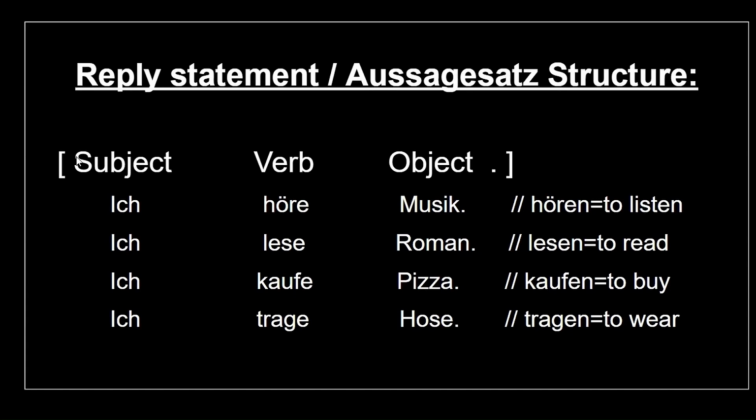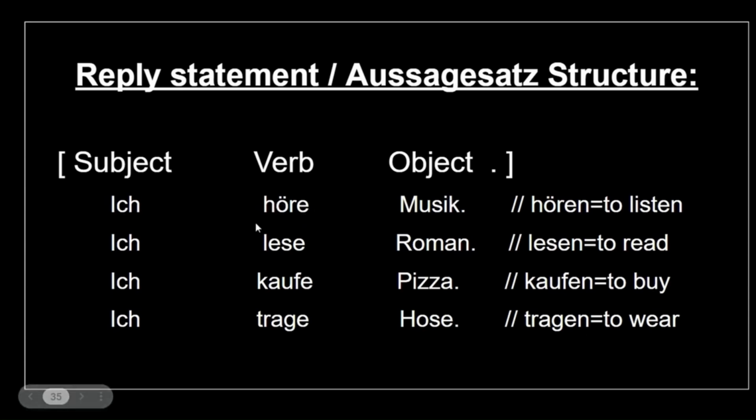The structure is again very simple. It is popularly called SVO Struktur. S stands for subject, V stands for verb, and O stands for object. So you need to place the subject in the first position. That means the doer, and then the action verb in the second position. Of course, you need to conjugate the verb according to the subject here. And finally, you need to place the object.